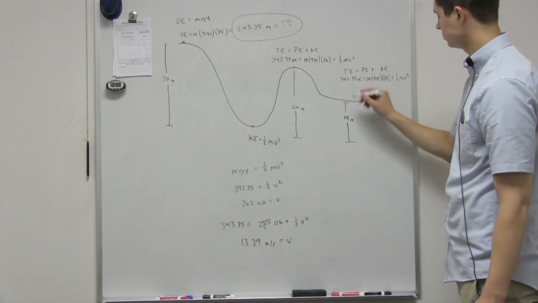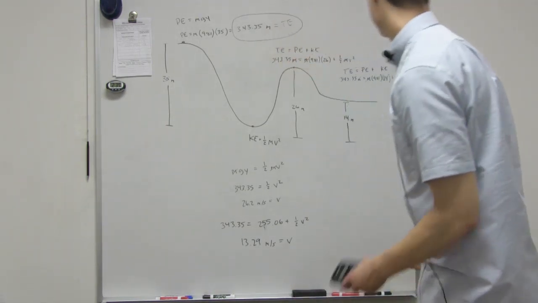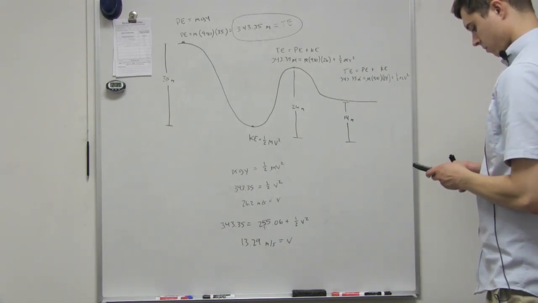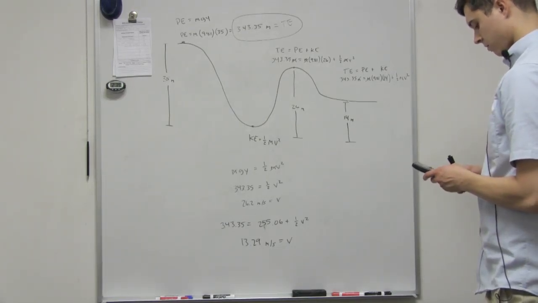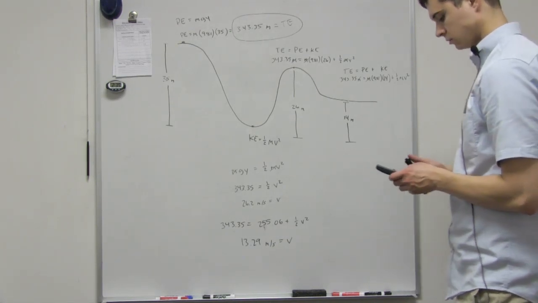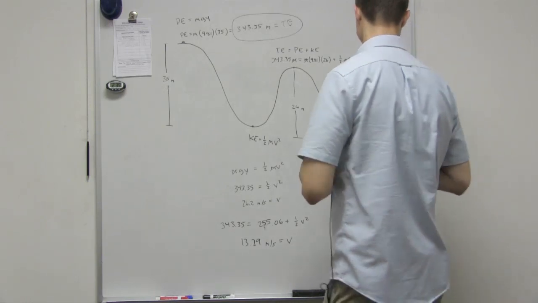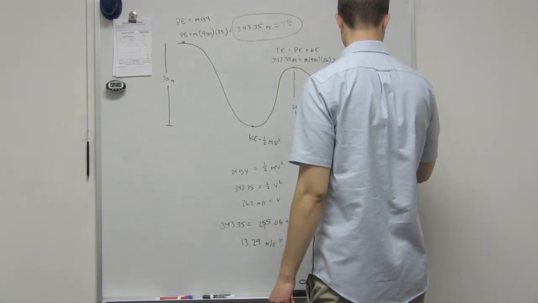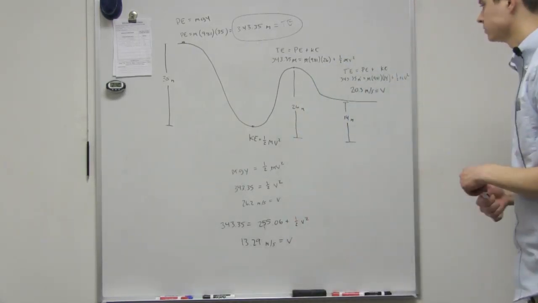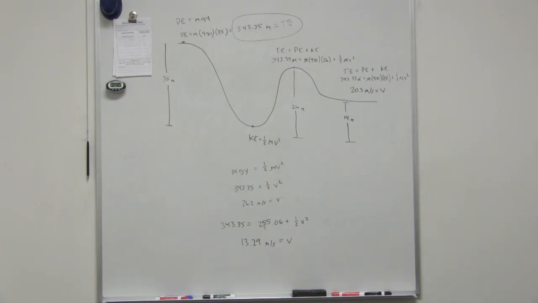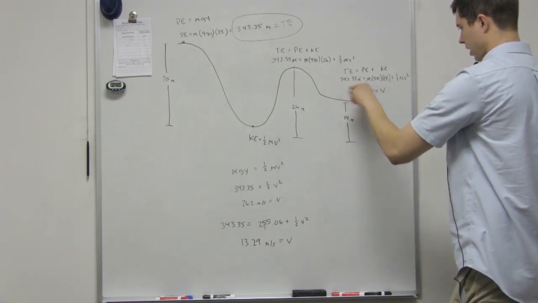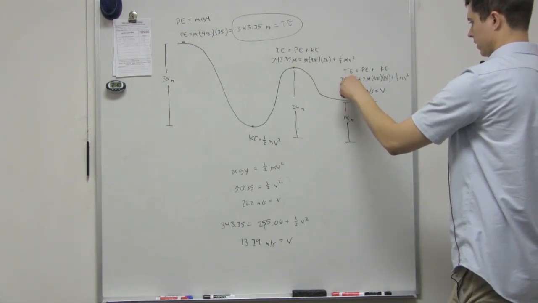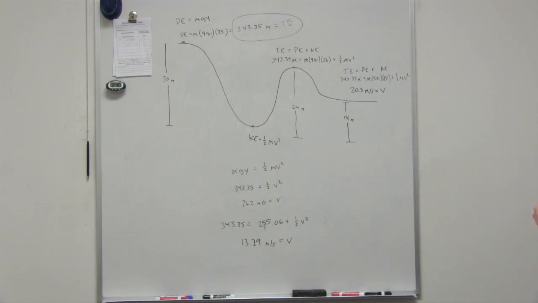M's go away. And I got 20.3 meters per second equals V. So order of operations: multiply those two things together, subtract it over to this side, divide by 1/2, and then square root both sides. That's how we get to 20.3 for V.